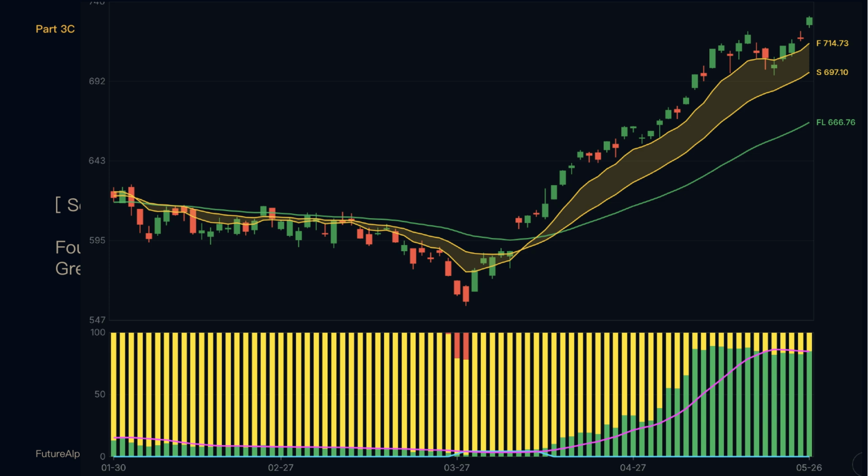The upper chart shows direction. The lower chart shows participant psychology. When both confirm, the signal is stronger.